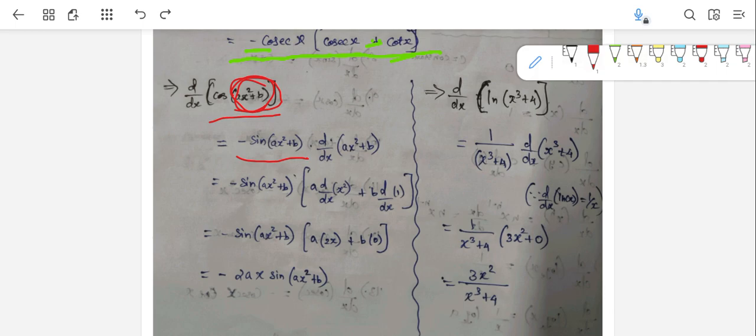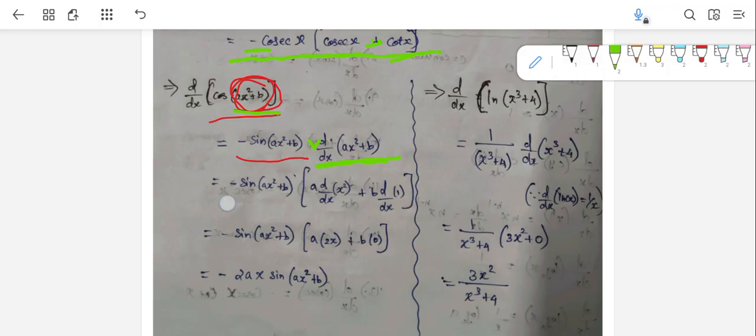But here, as you can see, it's not just x. It is ax square plus b. So as I told, I'm writing d by dx of ax square plus b. That one I need to differentiate, and I need to multiply it with this minus sine of ax square plus b. So it's easy, right? You have written the same. How do you differentiate this ax square plus b? Now it's easy. You can split it into two and do it.